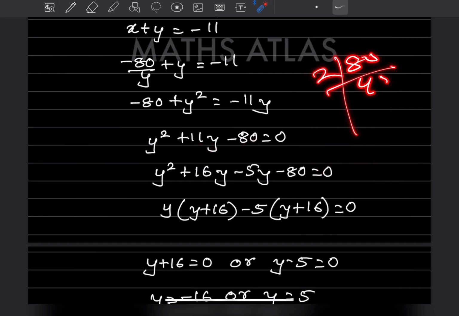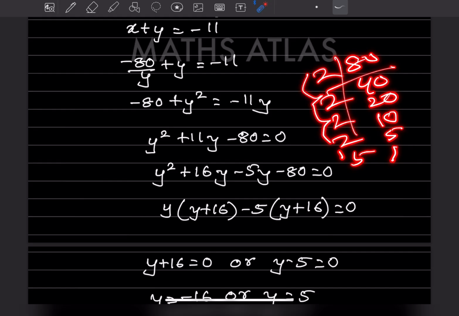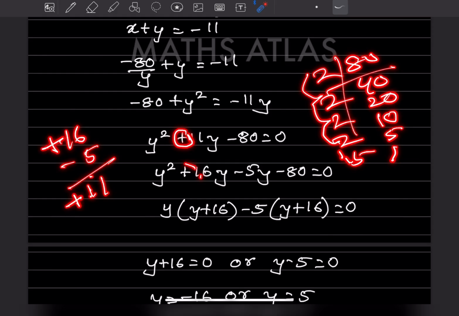2 40s are, 2 20s are, 2 10s are, 2 5s are, and 5 1s are. So here will be 2 2s are 4, 4 2s are 8, 8 2s are 16, 16 and this 5. So 16 minus 5, so that is going to be 11. So we'll take here, but here is plus. So we'll take here plus 16 minus 5. So this is going to be plus 11.